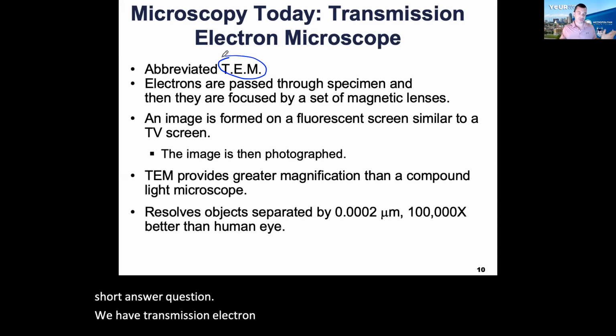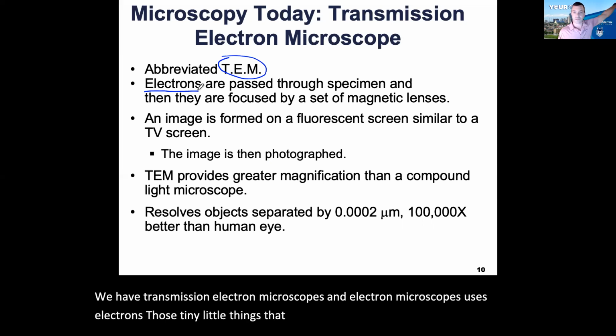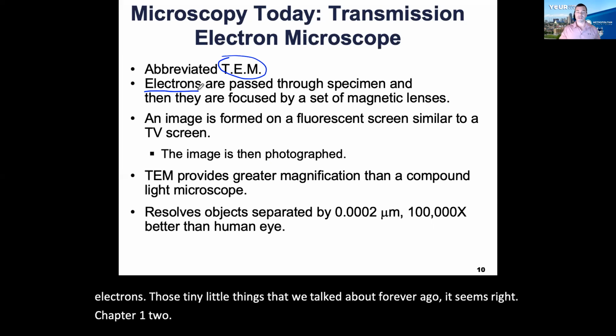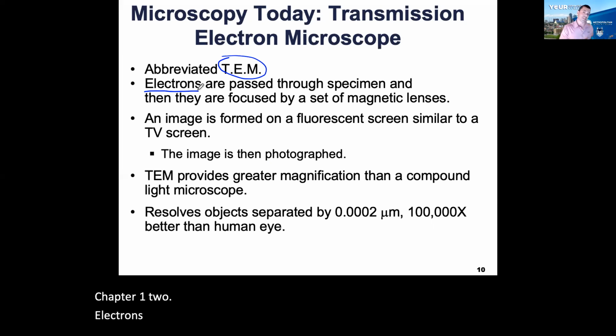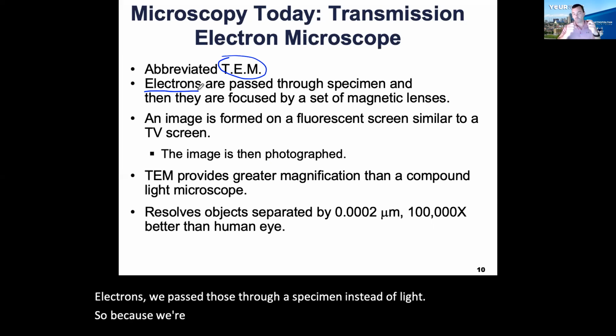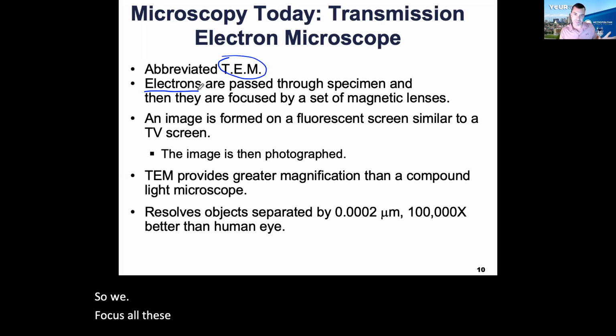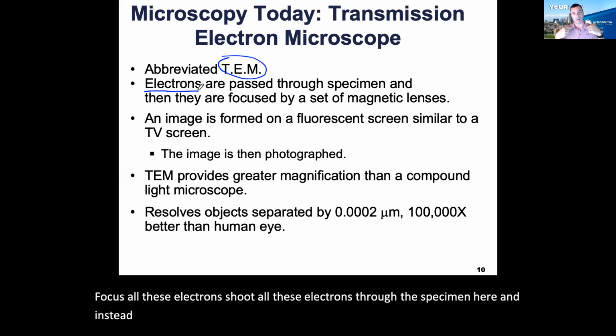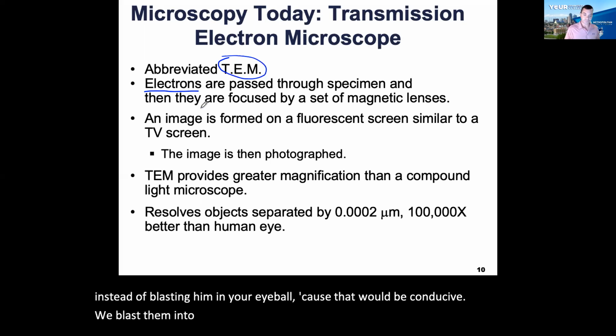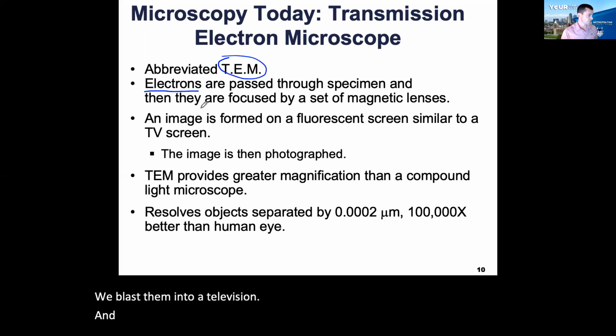Now, an electron microscope uses electrons. Those tiny little things that we talked about like forever ago, it seems like now, all right? Chapter 2? Electrons. We pass those through a specimen instead of light. And electrons are really small, okay? So we focus all these electrons, shoot all these electrons through the specimen here. And instead of blasting them in your eyeball, because that wouldn't be conducive, we blast them into a television. And we can photograph that image.